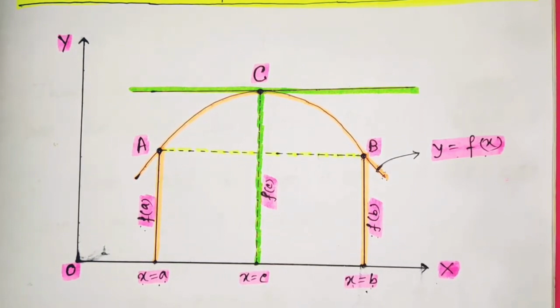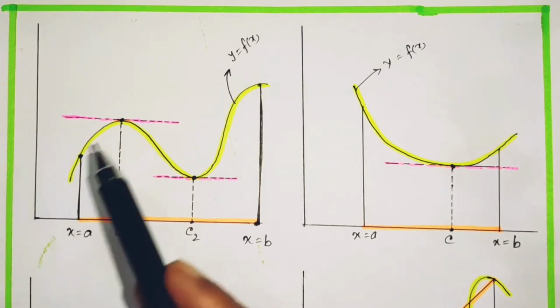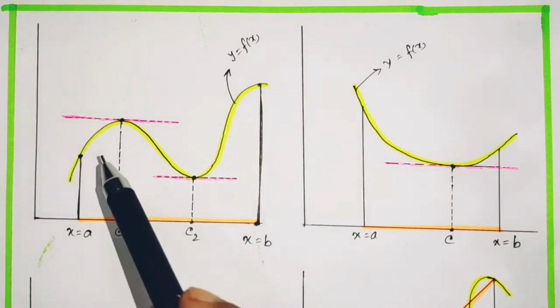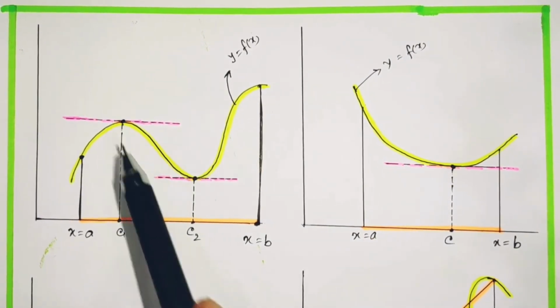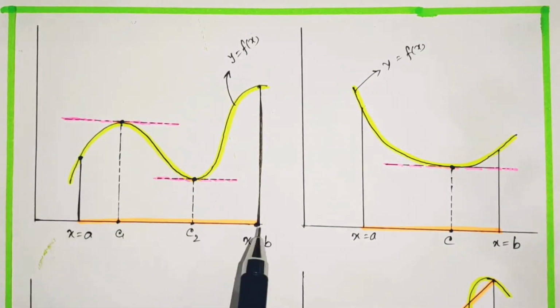So let us illustrate this through some more examples. Here are a few more curves. Suppose this one is the given function. Here look, there are two points at which, if we draw the tangent, then these are parallel to the x-axis.